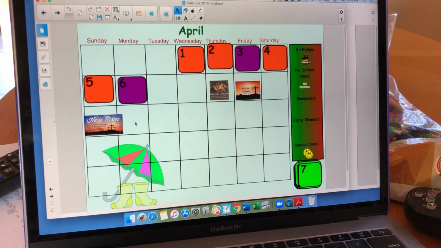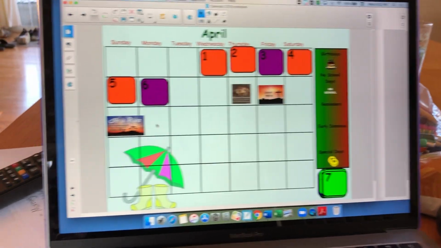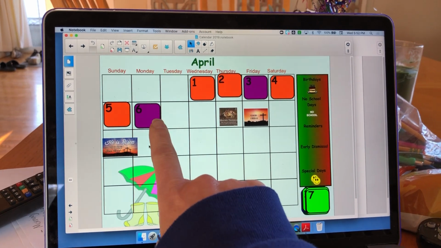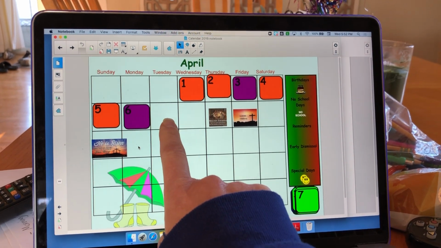Okay, so we're in April. Let's do our counting. Ready? 1, 2, 3, 4, 5, 6. What comes after 6?